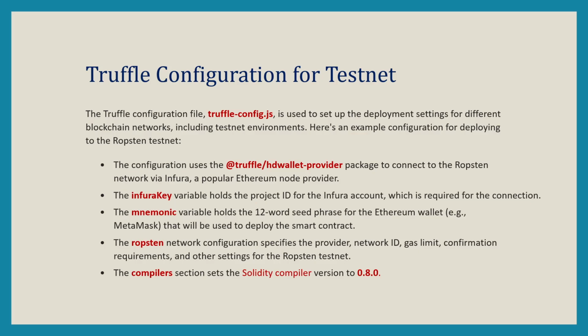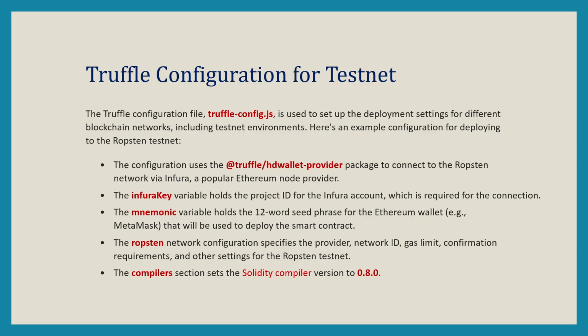Okay, so as I told, Truffle configuration for testnet. As there was a configuration file for the local blockchain, truffle-config.js, again a JavaScript file, is used to set up the deployment settings for different blockchain networks, including testnet environments. Here's an example configuration for deploying to the Ropsten testnet.